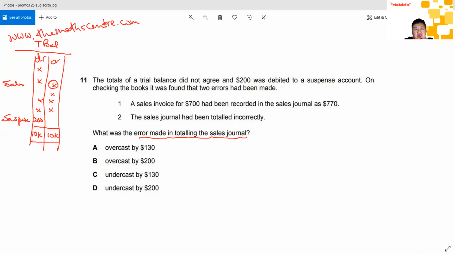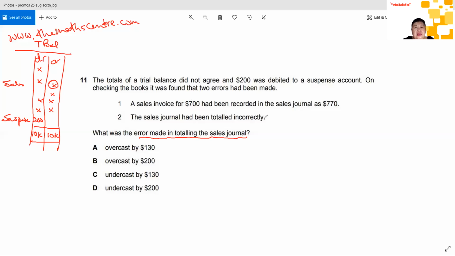I take great pains to explain the word overcast or undercast because that's a very common accounting term. But a lot of my students are seeing this term for the first time. Okay, so be careful. Overcast means overstated. Undercast means understated.